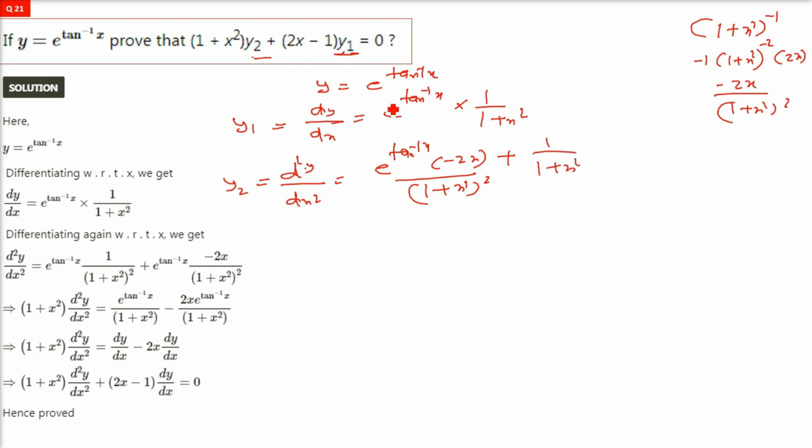Now differentiation of e to the power tan inverse x is already done. Y equals e to the power tan inverse x, differentiation is already done. So you can just place the result y1 directly here: e to the power tan inverse x into 1 by 1 plus x square. So you have in the denominator 1 plus x square whole square in both the terms. But what we will do is see where we can replace it by y1, that is dy by dx. We also have y as e raised to tan inverse x.